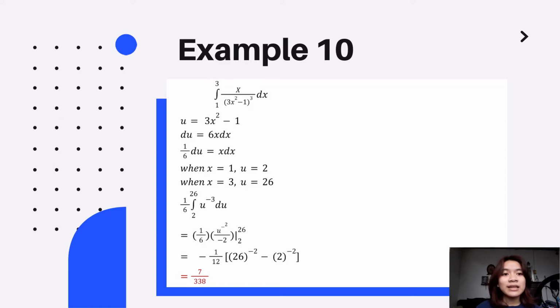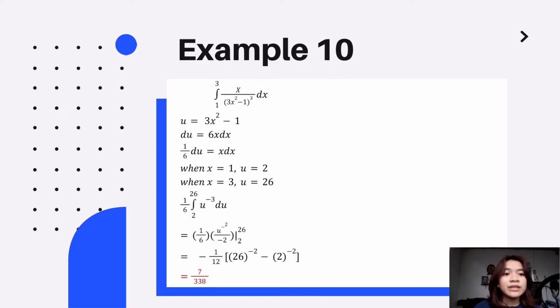Next, get the limits. Substitute x in 3x squared minus 1. When x is equal to 1, u is equal to 2. When x is equal to 3, u is equal to 26. Apply the FTOC. With the new limits, we have 1/6 times the integral of u raised to negative 3 times du between 2 and 26.